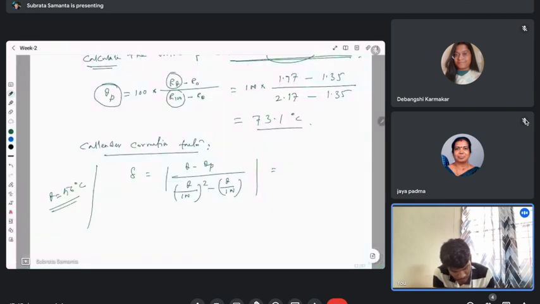So that means 56.0 minus 73.1, and the modulus, divided by theta. If you know that theta is 56, so 56 by 100, the square, minus 56. So we calculate and you get some results, and this is your correct result.